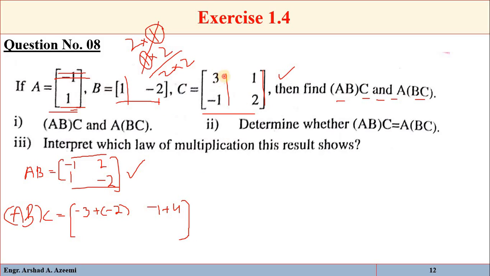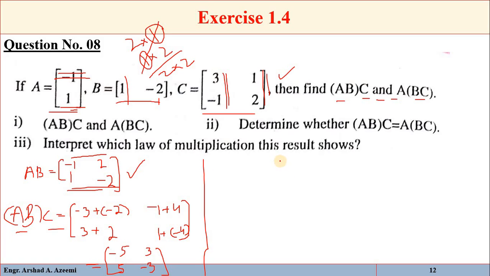Second row with first column, 1 multiplied by 3, so that is 3, plus minus 2 multiplied by minus 1, so that is 2. Second row with second column, so 1 multiplied by 1, that is 1, plus minus 2 multiplied by 2, so that is minus 4. Now see, minus 3 minus 2, that will be minus 5, just simplify it, that will be 3, this will be 5, this will be minus 3. So that is AB multiplied by C.